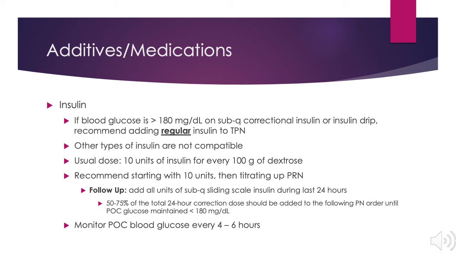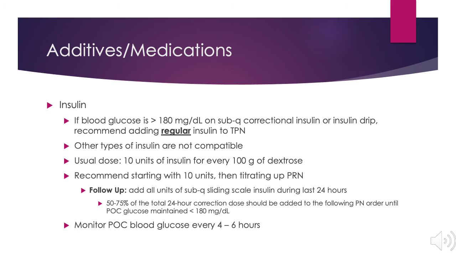The usual starting dose would be 10 units of insulin for every 100 grams of dextrose. The recommendation here is to always start with 10 units and then titrate up as needed. The following day, it is important to closely evaluate the POC, or point of care, blood glucose checks and the sliding scale requirements that the patient needed during the last 24 hours.